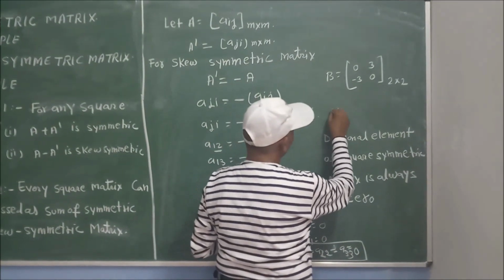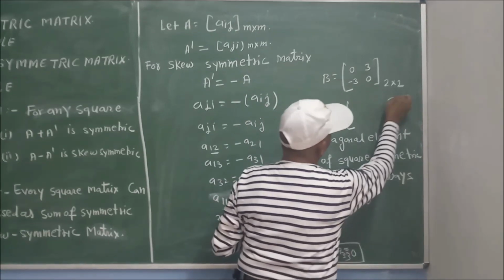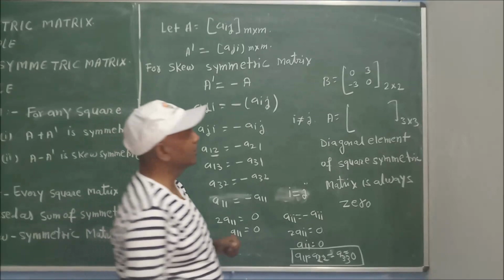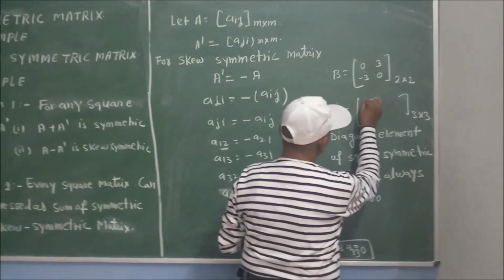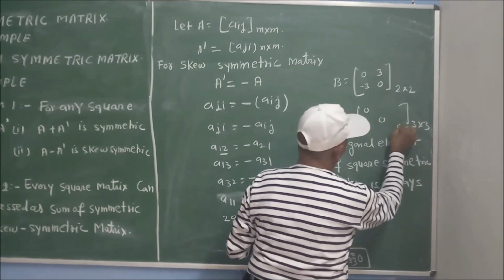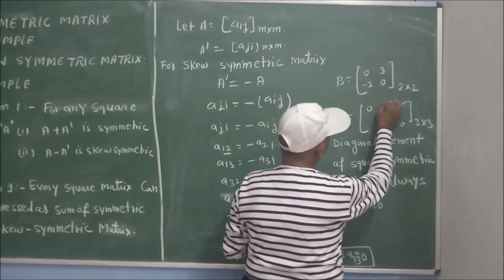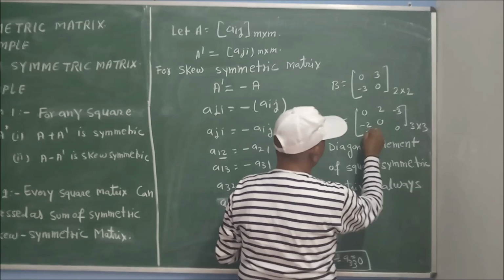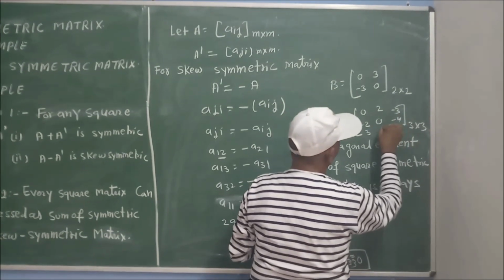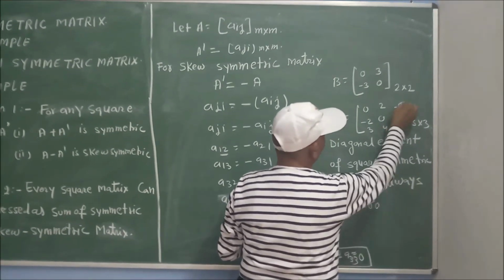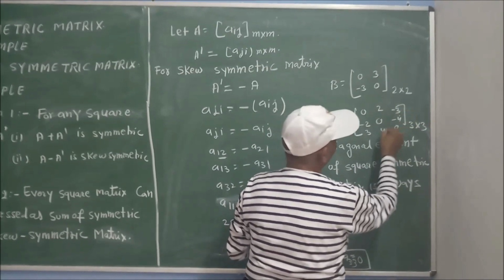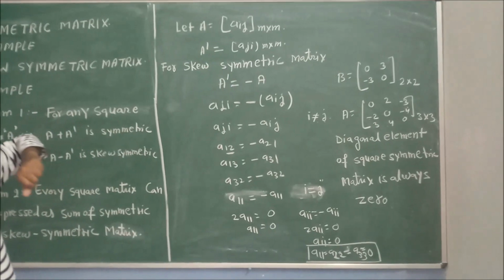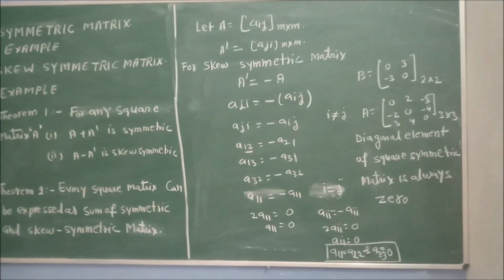Again, suppose here is a matrix A of order 3 cross 3, and we want to prepare this matrix as a skew symmetric matrix. Then first write the diagonal elements equal to 0. And again write 2, here write minus 2. Here write minus 3, so here write 3. Here minus 4, so here 4. So all these elements will be equal but negative to each other. In this way we can prepare a skew symmetric matrix.